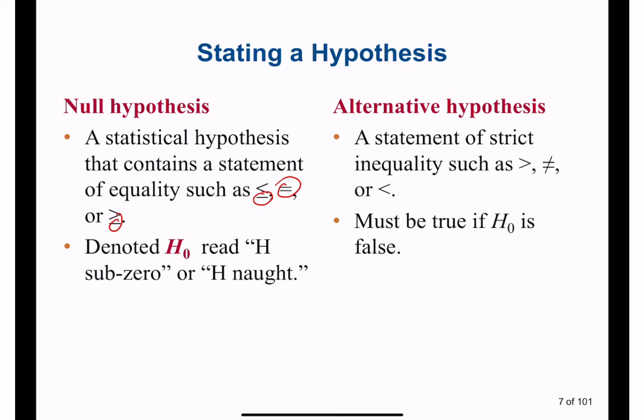Alternative doesn't have any equal sign. See, greater. There is no equal sign. Less. Not equal and less. So what is interesting? So you can understand.